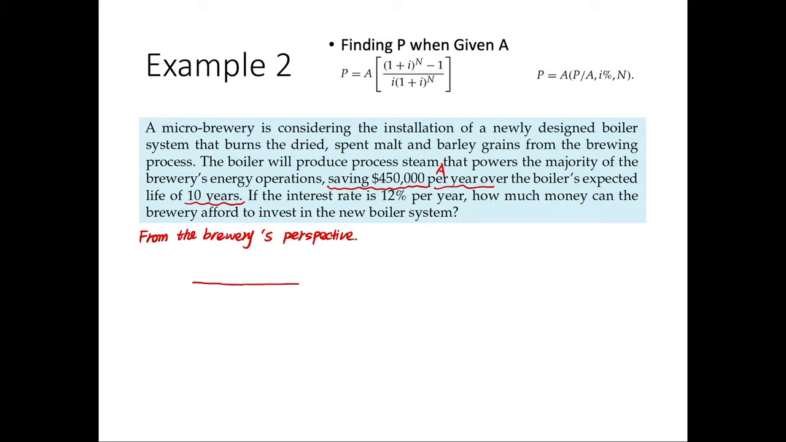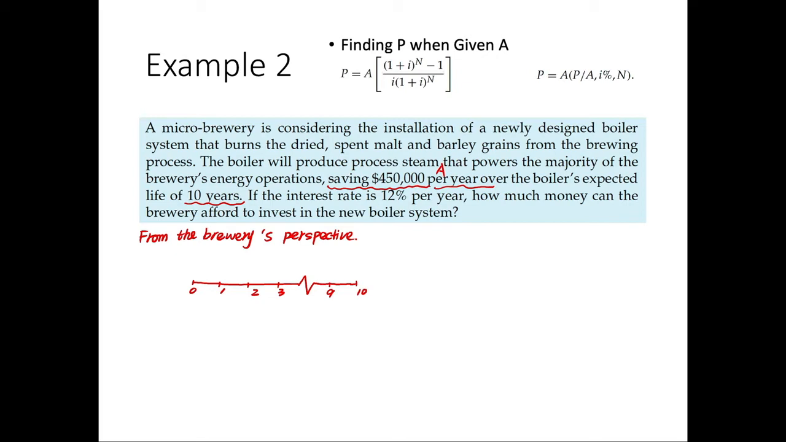So we have a line, and then we have 0, 1, 2, 3, and then I don't want to draw the long line, so I will use this zigzag symbol to represent all the years in between. And then I got 9, and then I got 10. Okay, that's the whole timeline. Because you're looking at from the brewery's perspective, so at the beginning they need to spend some money, and then every year that they can save some money. So the savings are kind of receiving the inflow, right?